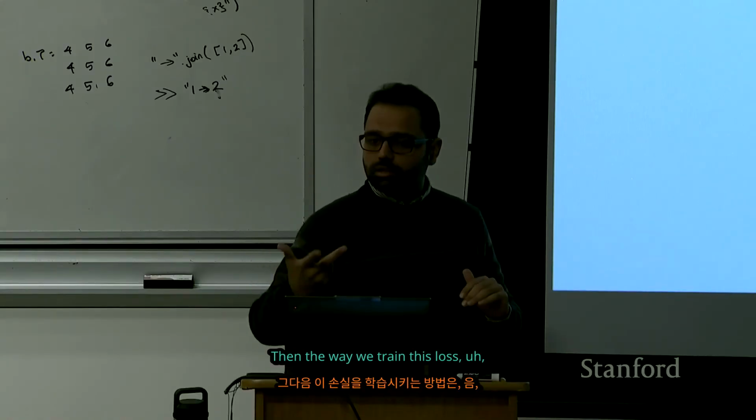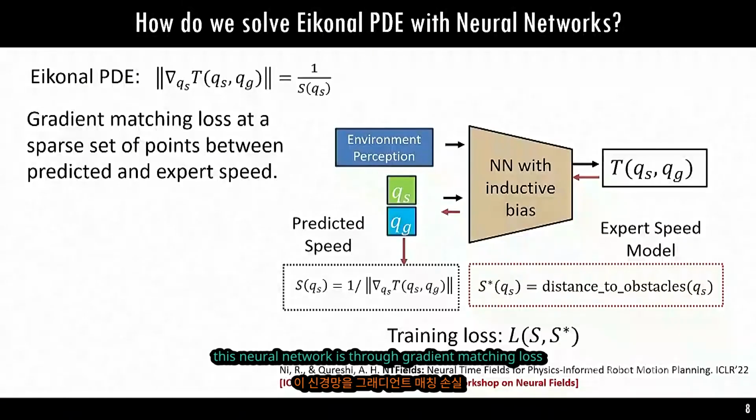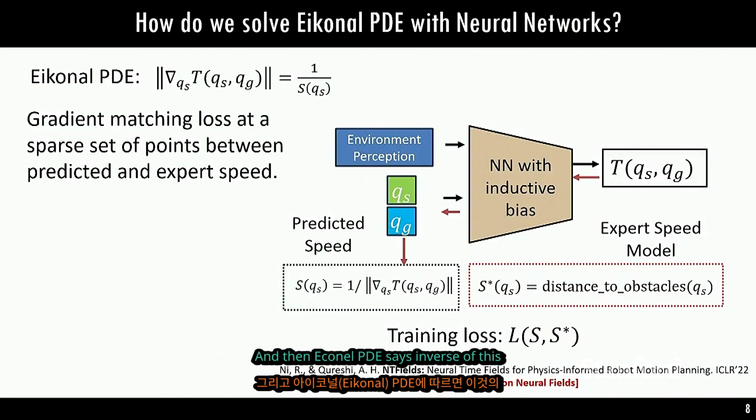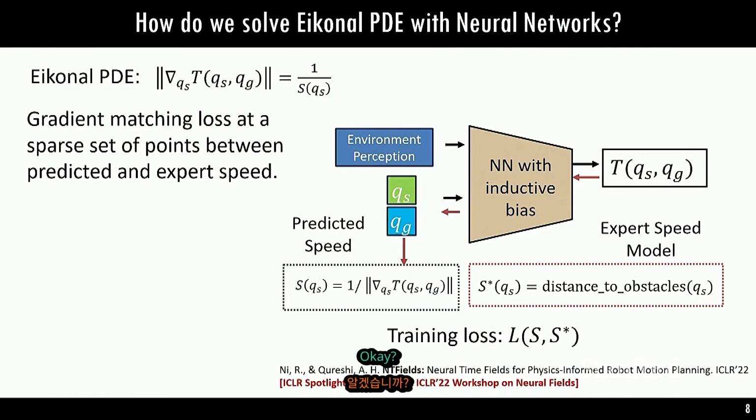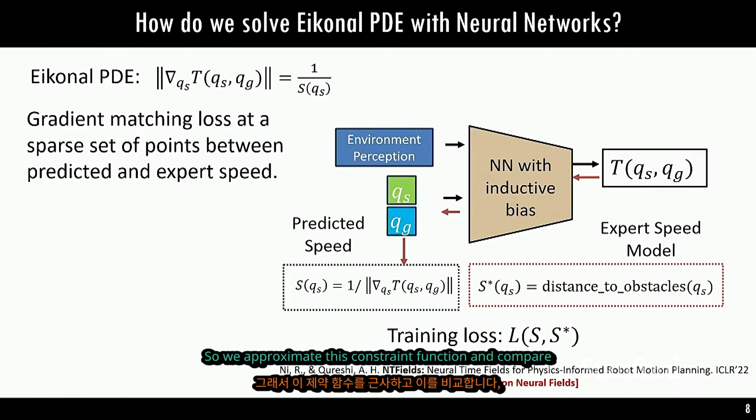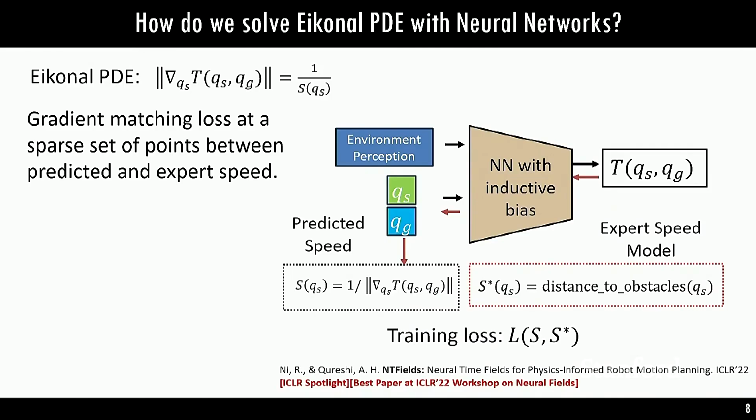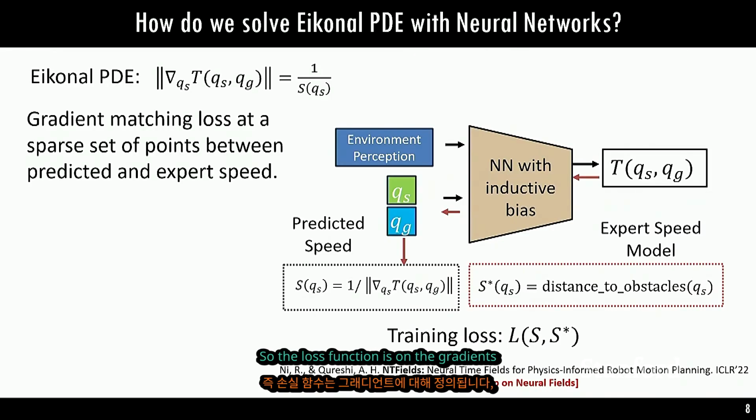Then the way we train this neural network is through a gradient matching loss function. So we backprop, compute this gradient with respect to QS, and then the eikonal PDE says the inverse of this gradient norm is basically your constraint function. Okay, so we approximate this constraint function and compare it with the ground truth constraint function, like your ground truth distance to obstacle. Is that clear? So the loss function is on the gradients of the neural network. It's not on the forward pass where you compute some output and then define the loss. The loss function is on the gradient of the neural network.